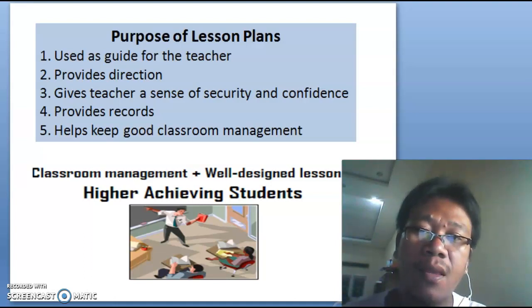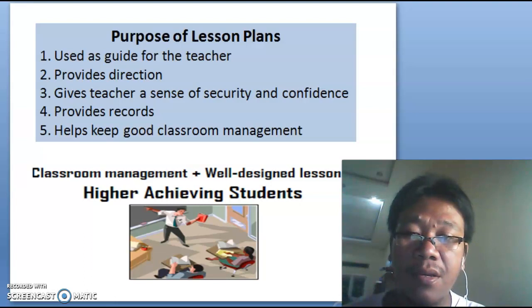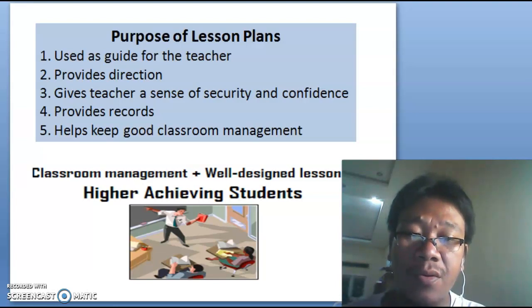And then next, the purpose of lesson plans is to provide records. In lesson plans, there is an assessment. You will record everything in the teaching and learning process. And then the last purpose of lesson plans, it helps keep good classroom management. Classroom management means you can manage your class. There is no noise, there is no panicking.